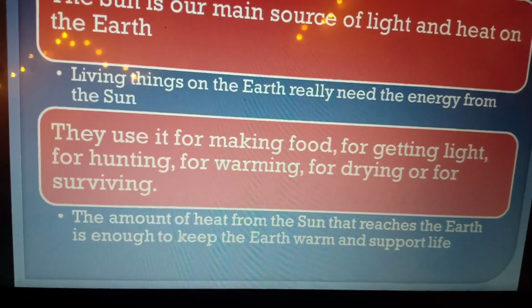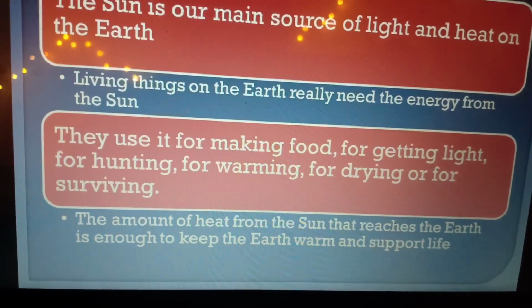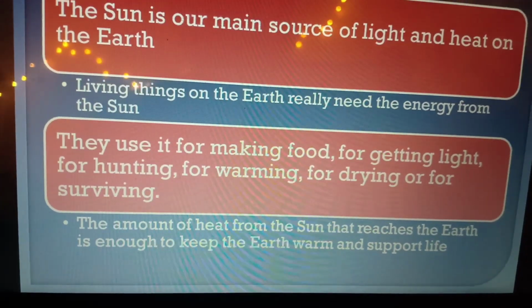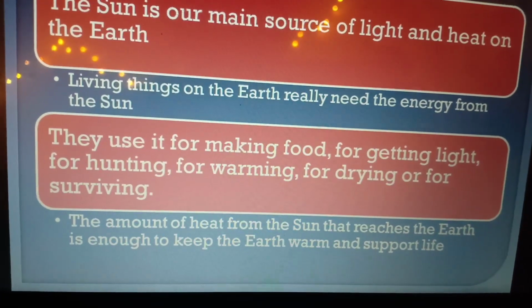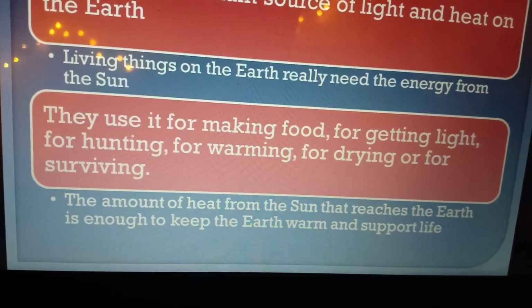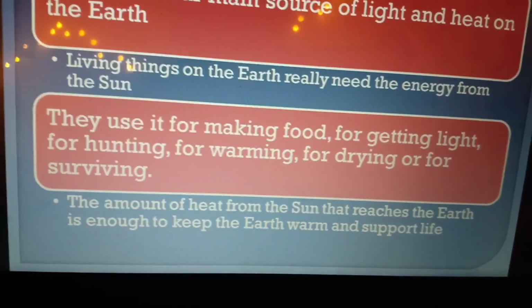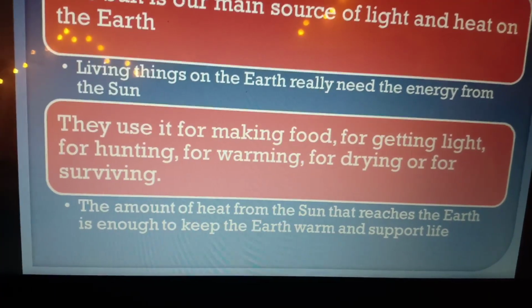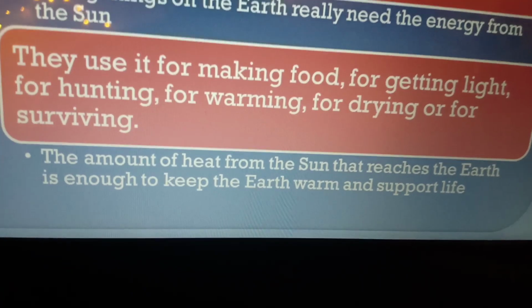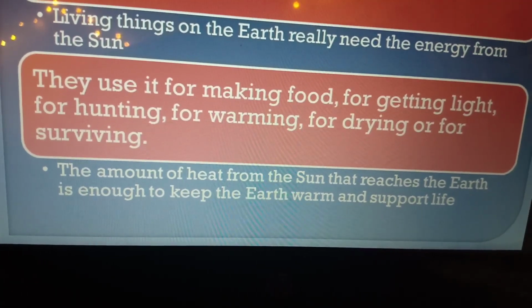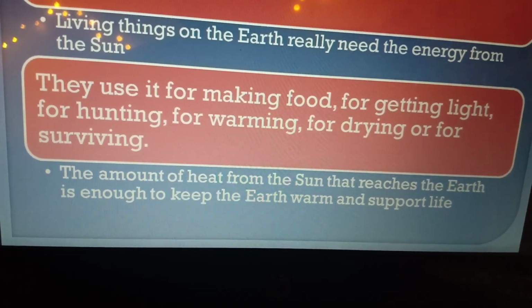Okay, and did you know the living things use the heat and the light from the sun for making food, for getting light, for hunting, for warming, for drying, or for surviving. So there are a lot of functions of the sun. And the amount of heat from the sun that reaches the earth is enough to keep the earth warm and support life.